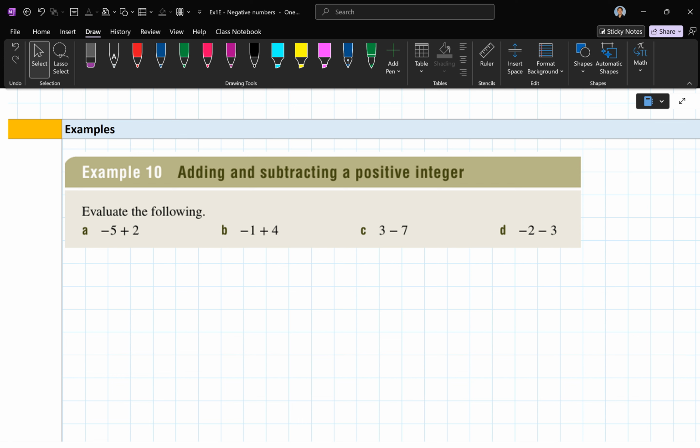Okay, so copy these questions. You got -5 plus 2 is A, B is -1 plus 4, C is 3 take away 7, and D is -2 take away 3. Quickly write it down. It could be on your sheet or it could be in your exercise book. I'm going to give you a bit of a timer. With the other class, I gave them 90 seconds.